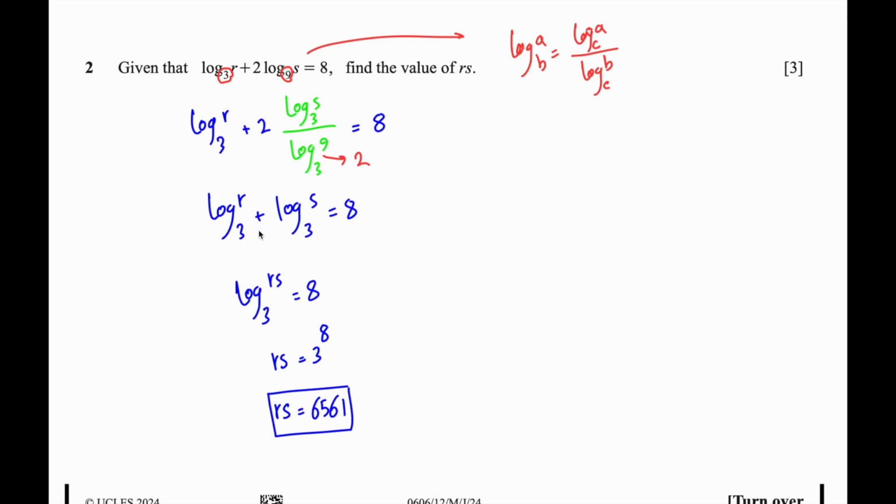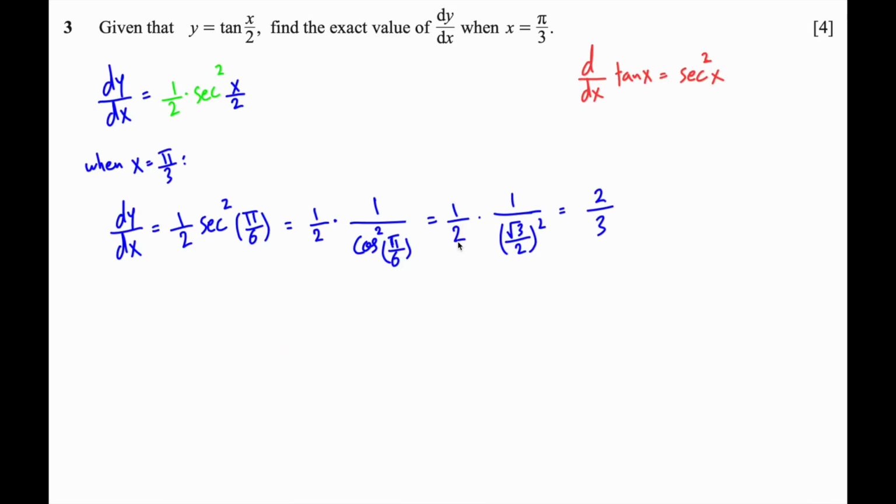Since this is summation, I can combine these logarithms. However, you need to multiply the arguments. Therefore I get rs, and rs is nothing but 3 to the power of 8. This is the final answer. You can go ahead and write the number itself, get rid of the power, which is 6561.